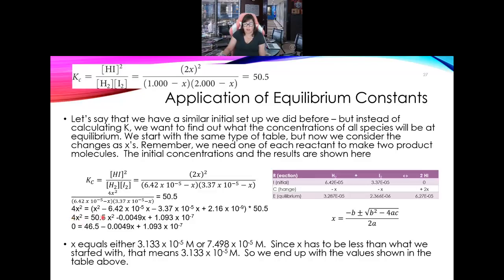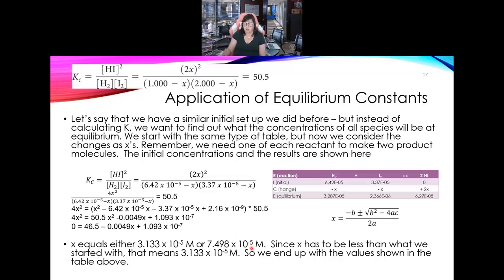I move the 4x squared to the other side so that I then have an x squared, an x, and a constant, and then I can use the quadratic equation to solve for x. All right. Quadratic equation, remember we do the b, which is the x value, the c, which is the constant, and the a, which is the x squared. We plug all of that in per this equation, and that'll give us two values, because we get one when we add the square root and one when we subtract the square root. The two values that I get when I do this math are 3.133 times 10 to the minus 5th molar, or 7.49 times 10 to the minus 5th molar.